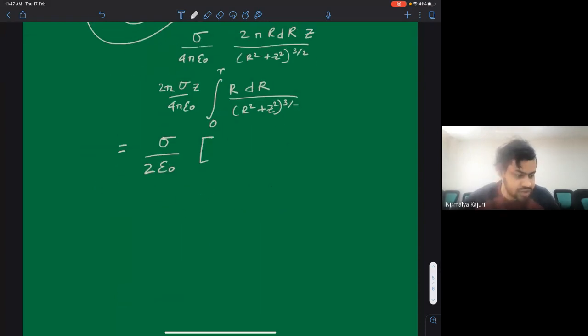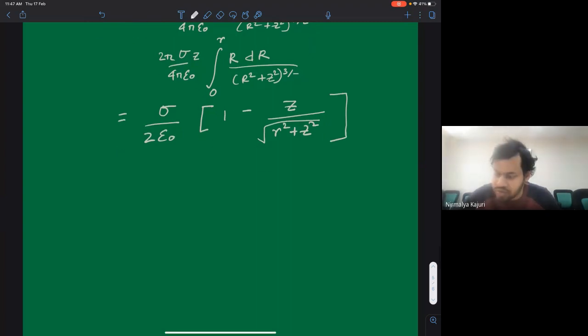And the answer is, I have it written right over here, which is z by the square root of R square plus z square. And so this is the force due to a disk of radius R on a charge that is sitting at a distance z from the center of the disk. Or rather, the electric field, the magnitude of the electric field. The direction is, you already know, this is the direction.